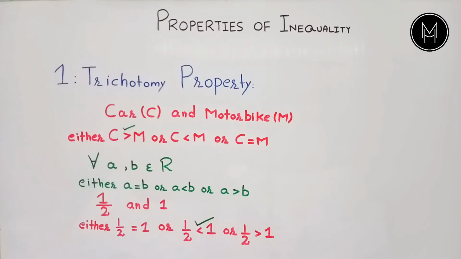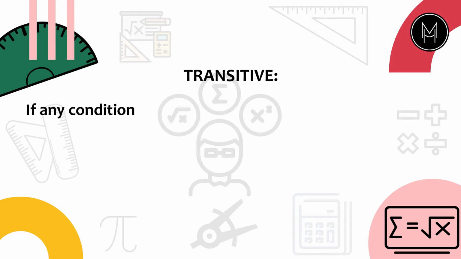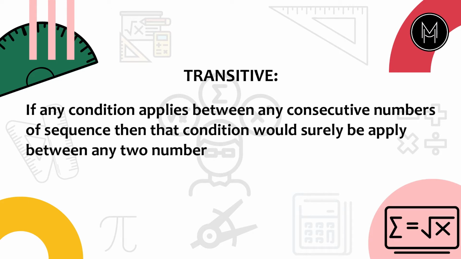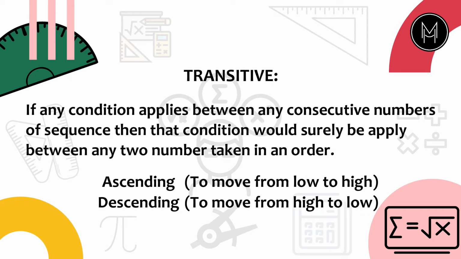Now let's discuss the second property of inequality, and that is the transitive property. So what is the transitive property? First of all, you should know the meaning of transitive. Transitive means if any condition applies between any consecutive numbers of a sequence, then that condition would surely be applied between any two numbers taken in the order. That order could be ascending or descending.